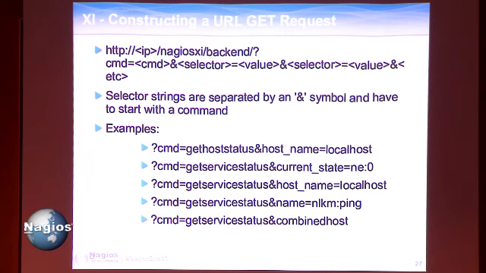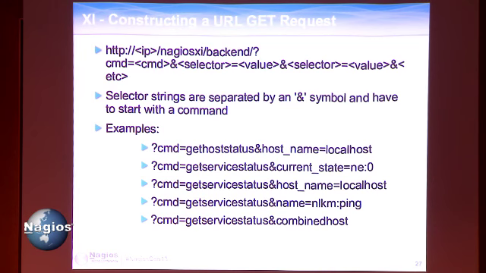We touched on this with core, so I'm just going to move over it very quickly. You can construct a URL GET request again with XI and get the XML output. Here are a couple of examples. I did mention the command. There's a nice list. Here are two of them: get host status, get service status. That basically gives you the information that you're going to start limiting with further key values. And again, the format's really close to what you'd see in some of the CGIs. Host name equals localhost. Current state equals not equal to 0. This would give you all of the services that are currently not in OK status.